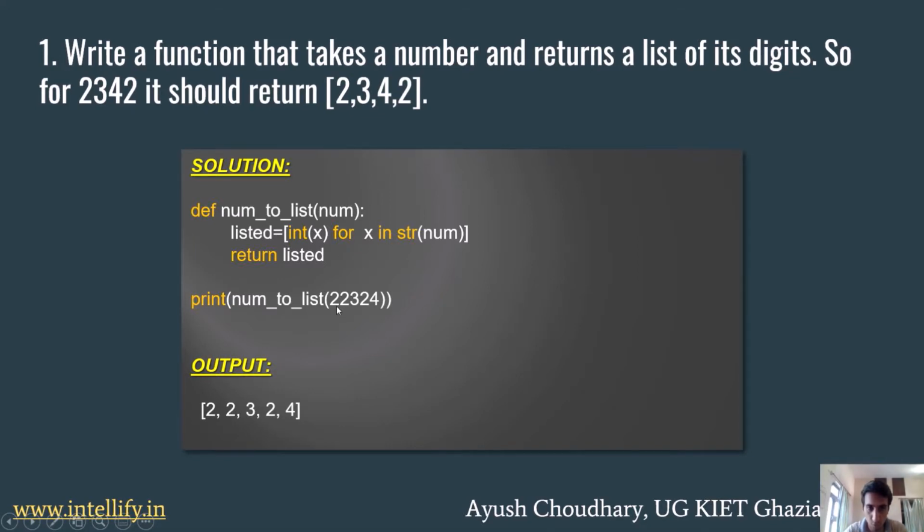We have passed 2 3 4 2 4 as a number here, and the output is 2, 2, 3, 2, 4. Every digit of the given number is separated, right?